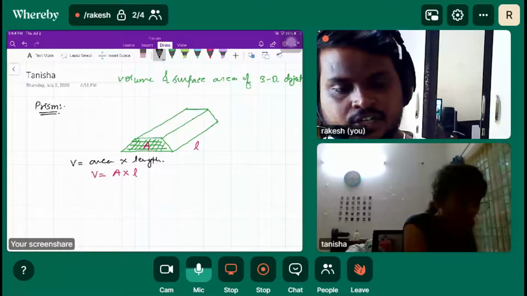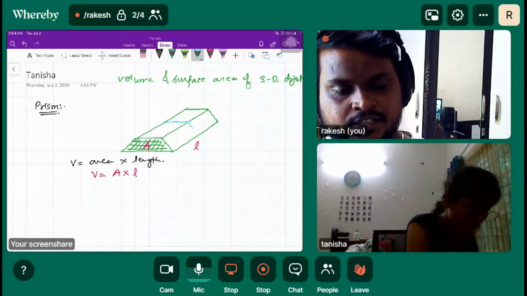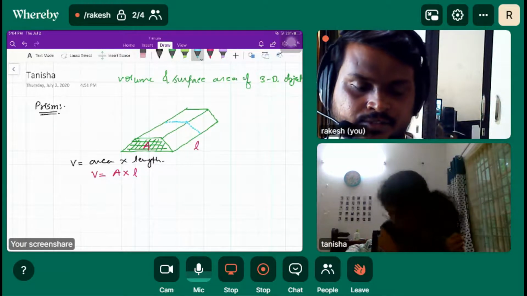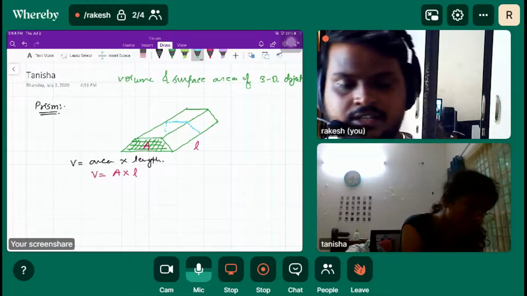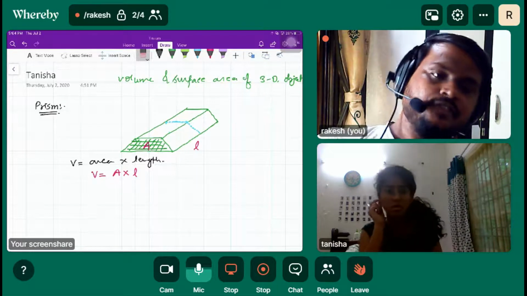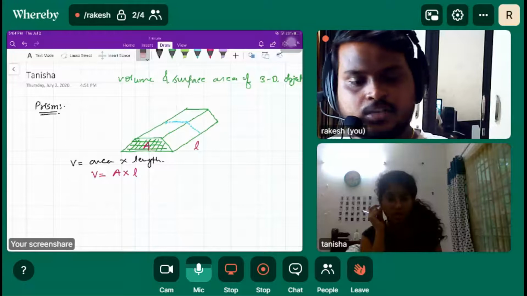If you cut the object here in between also, you will find that there is a trapezium over there, right? It's very difficult to draw, but you can imagine that everywhere you'll find just a trapezium. Okay, so this is about prism.